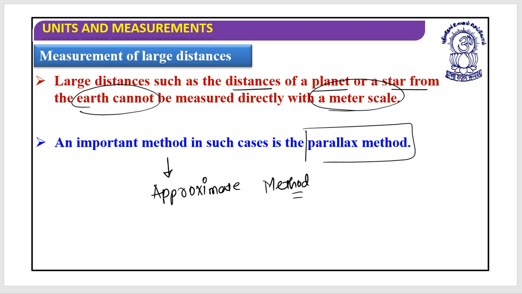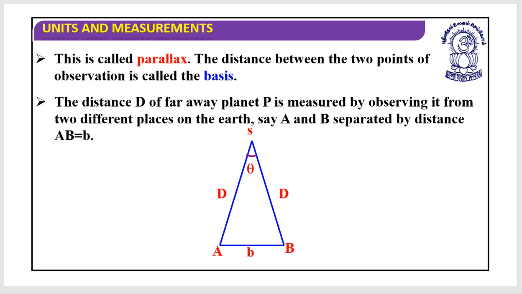Now let's see how this works. We call this parallax, and let's say we have a distance between two points. That means I will take an observation from here and another from here. The distance between the two points, A and B, is called the basis. This is distance D, far away from a planet P, and this planet is measured by observing it from two different ends, A and B.